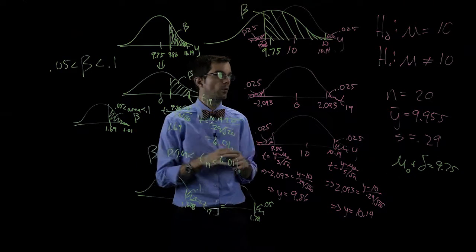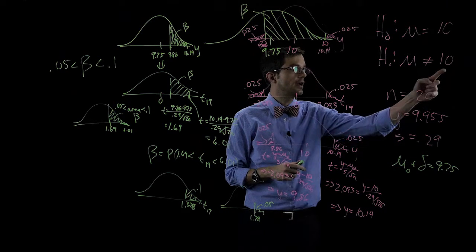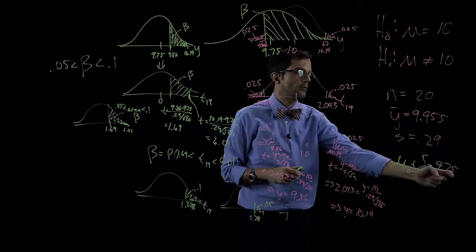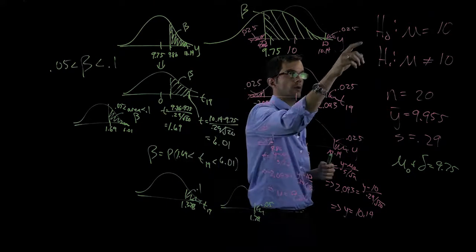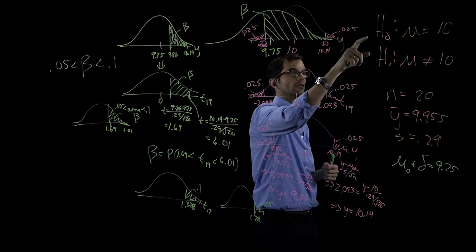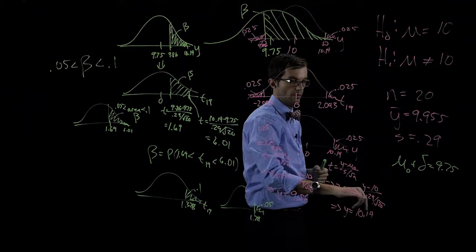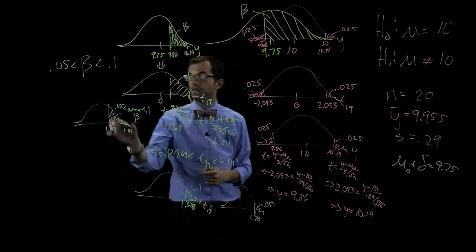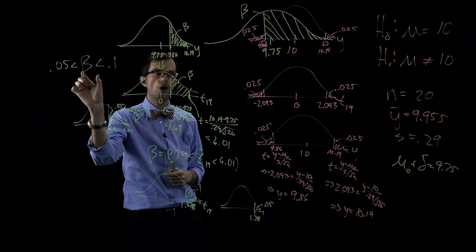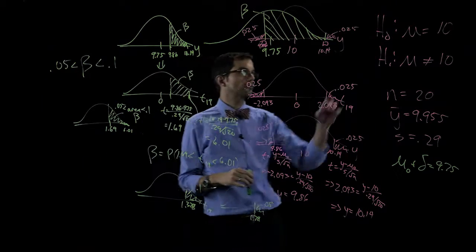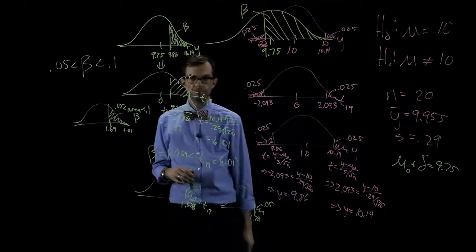We'll probably really be able to detect the difference between a mu naught of 10 and a mean of 9.75. We're probably not going to fail to reject the null whenever the difference is this great, when the standard deviation is this small. This is a very small probability of type 2 error. It's a very small probability that we fail to reject the null when the mean is really 9.75.